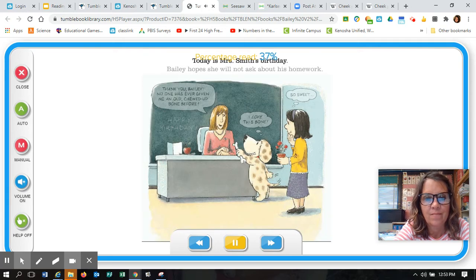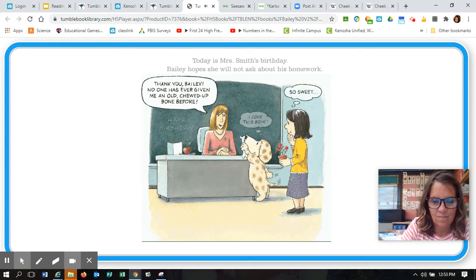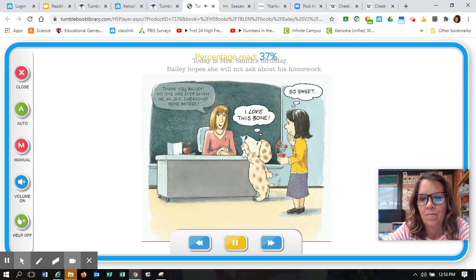Today is Mrs. Smith's birthday. Thank you, Bailey. No one has ever given me an old chewed up bone before. I love this bone. So sweet.